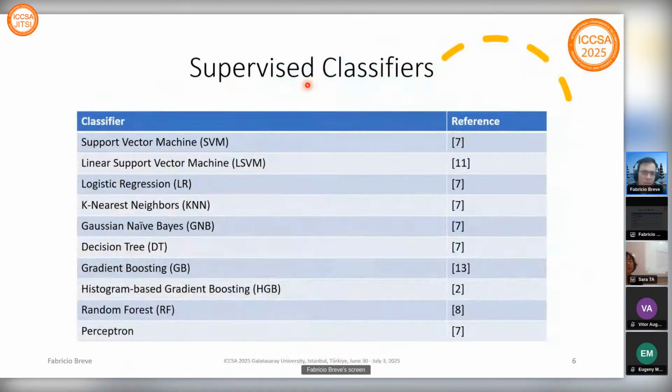Here are the supervised classifiers used. There are popular, classic classifiers that are found in the literature.